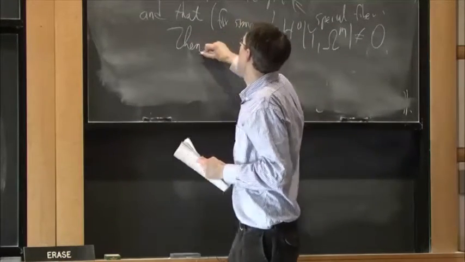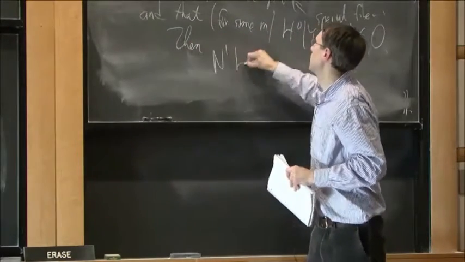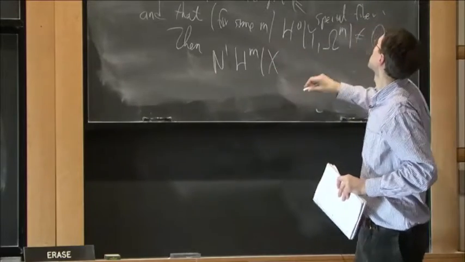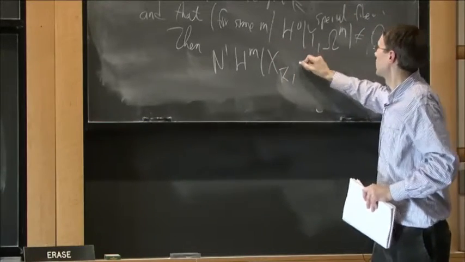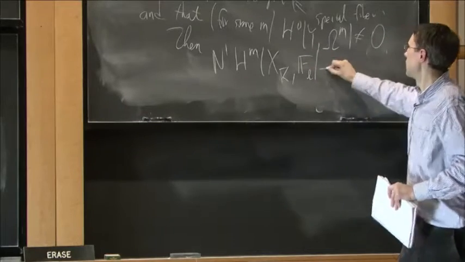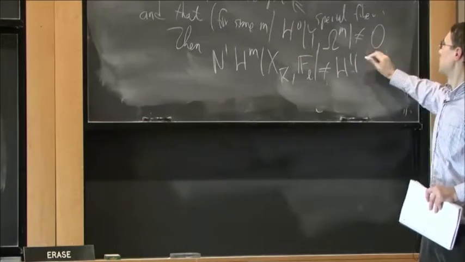Okay, so let me just state the conclusion and then comment on that. Then the coniveau filtration on the cohomology of this variety in characteristic 0 with Z mod L coefficients is non-trivial. That's all it says.